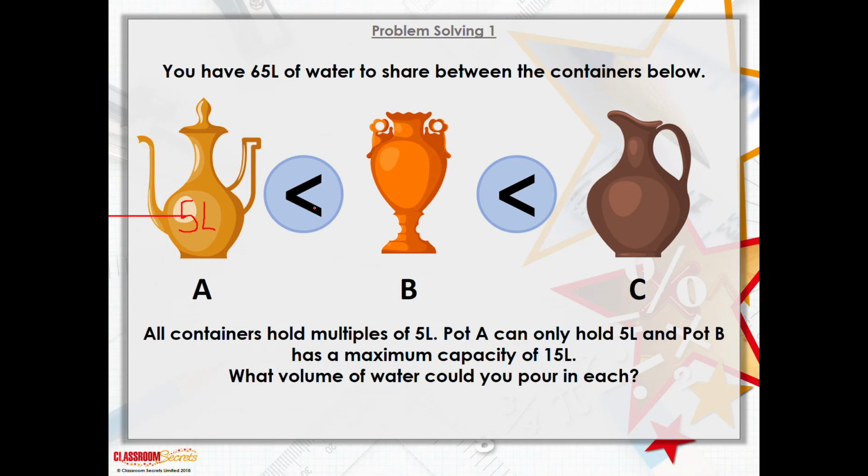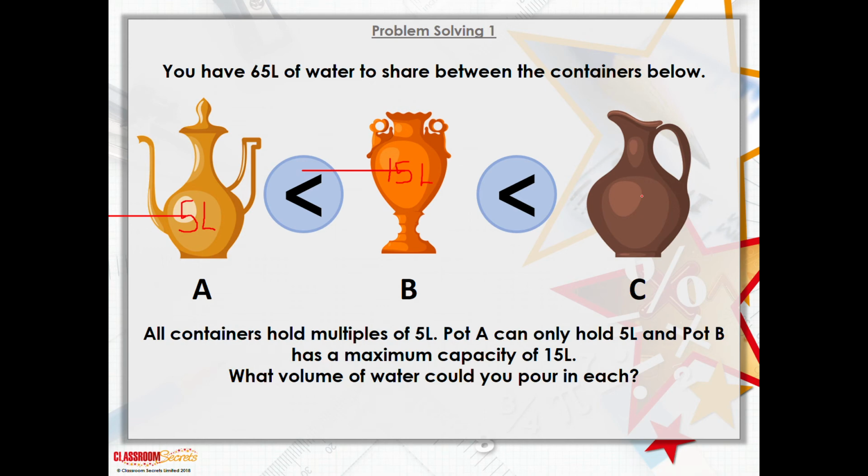And pot B can have no more than 15 litres. So this here can't have any more than 15. So we could maybe put on here, as a maximum capacity, 15 litres, just because we know it's not going to be any more than that. Okay, so we need to see, do the statements still make sense? So 5 litres is less than 15 litres, and 15 litres is less than container C. So remember, it's going up in multiples of 5, so what could container C be?